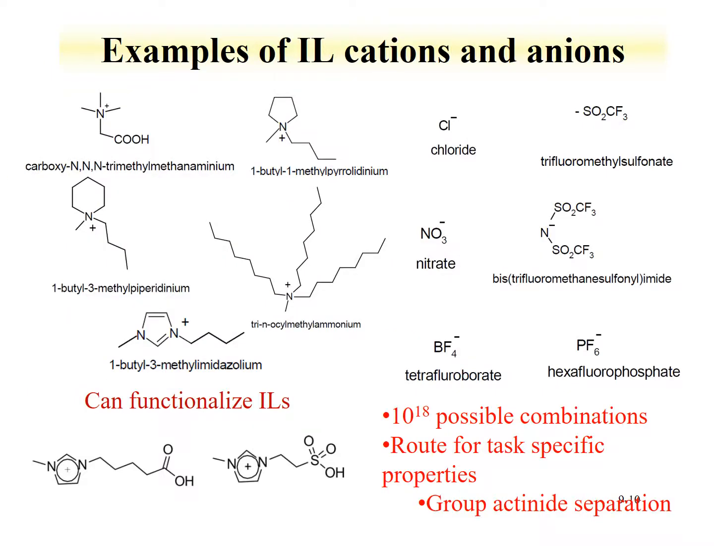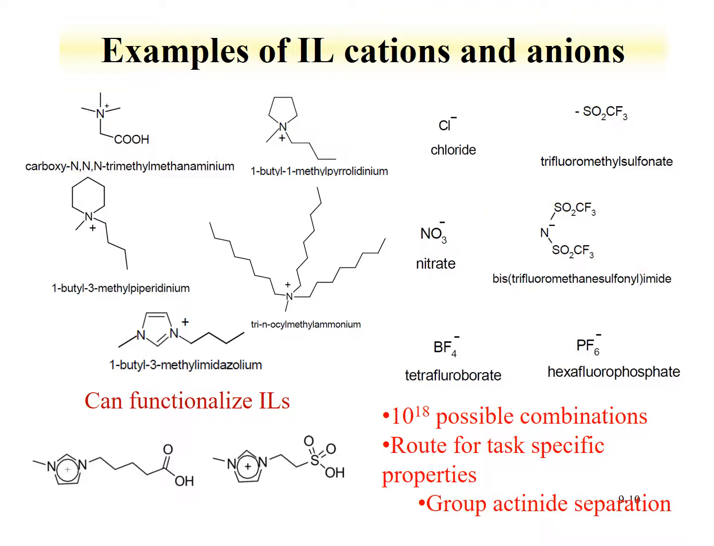An overview of potential ionic liquid anions and cations is shown here. As you can see, the cations are bulky, organic-based compounds with the amine charge species. The anions can be relatively simple, straightforward inorganic compounds, or a little bit more elaborate anionic species.